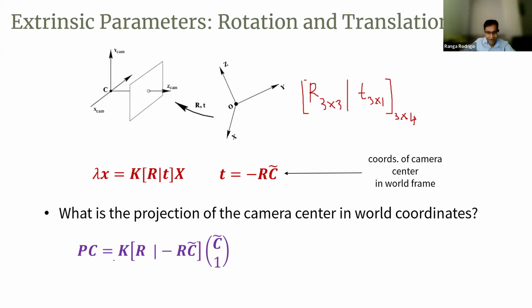I should have told that. Okay, so if you think about the projection of the camera center in the world coordinates, you can see I have written T as minus RC, and then C and 1 are those coordinates of the camera center in world coordinates. You can see we multiply this by K and so on. So with R you multiply C, and with minus RC you multiply 1. Then you get 0 here. So that is the camera center in the world coordinates.